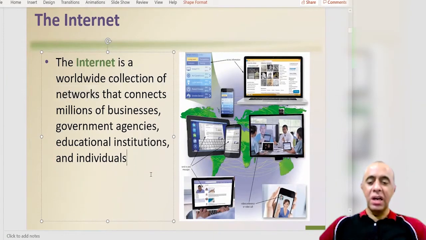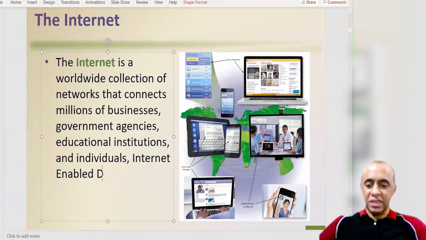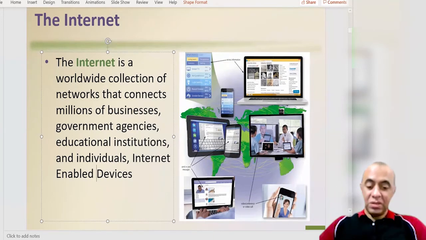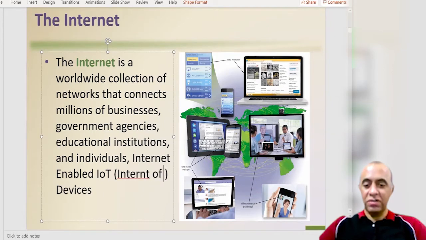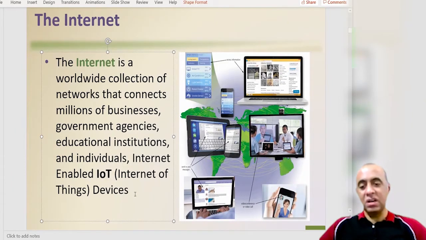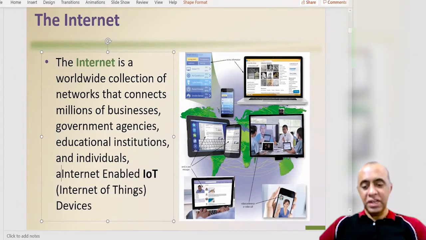And now you can actually add to this internet-enabled devices. And by devices I don't mean your computer-based devices. These are devices which may look different than a normal computer. So you can say IoT. This is a word, IoT. It is short for Internet of Things. There is a concept which has been roaming around for a while now. This is called IoT, and IoT deals with all the devices which you use.